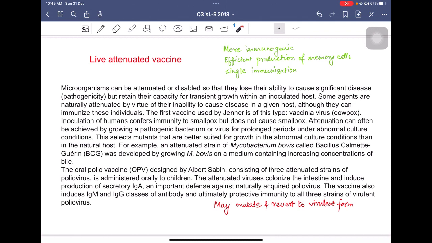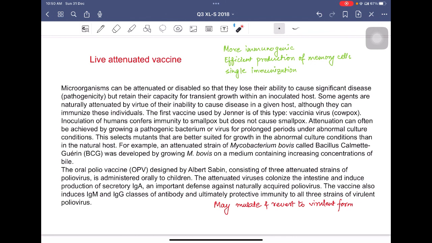Now, attenuation can often be achieved also by growing a pathogenic bacterium or virus for prolonged periods under abnormal culture conditions. This selects mutants that are better suited for growth in the abnormal culture condition than the human body or than the natural host. For example, an attenuated strain of Mycobacterium bovis, which is called the Bacillus Calmette-Guerin variant, the BCG vaccine, was developed by growing the Mycobacterium bovis on a medium containing increasing concentrations of bile.